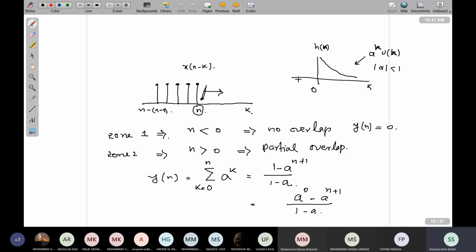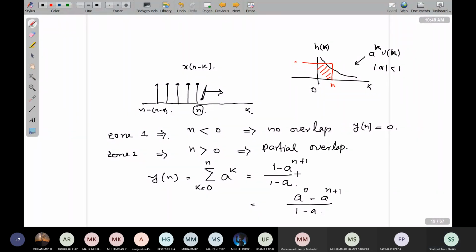Okay, so now zone 2, when this n is greater than 0. So this is the situation. Now this is partial overlap. So partial overlap के केस में क्या situation है? y of n will be equal to, because this is the zone where we are getting the result, multiplication में non-zero values आपको यहाँ पे मिल रही हैं. So k is from 0 to n, a raised to power k, and it is nothing but 1 minus a raised to power n plus 1, divided by 1 minus a.